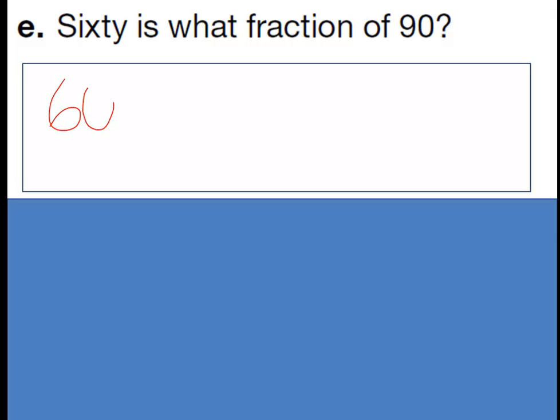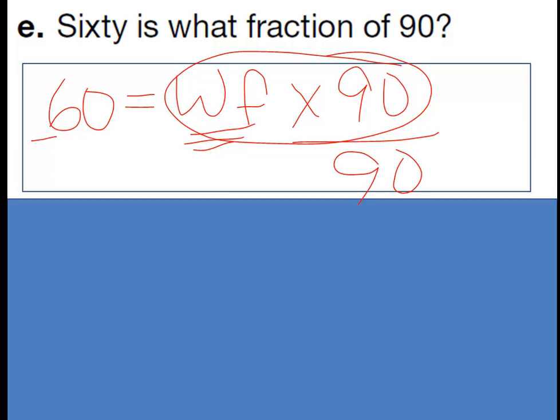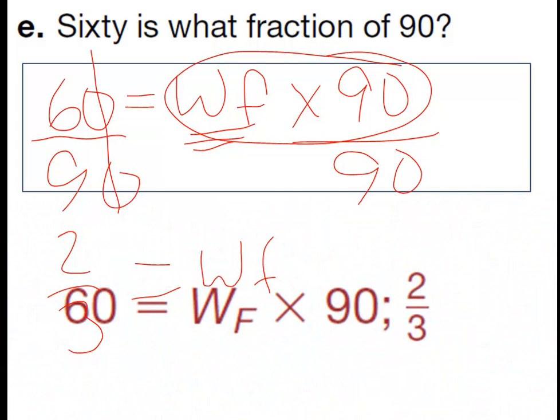Okay, 60 is what fraction of 90? So this shouldn't confuse you. It's just been written backwards from what you've been practicing. But we've got to isolate our variable. We've got to get this variable all by itself. So we know that these two are being multiplied. So what's the opposite of multiplication? It's division. So we're going to divide by 90, divide by 90. So what we get is we're going to reduce this down to 6/9, and then we can reduce that down even more to 2/3 equals what fraction. Is that what you got? I hope that it was.